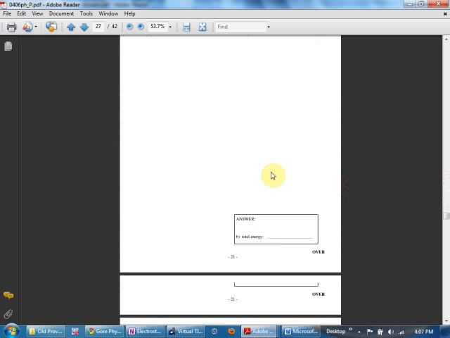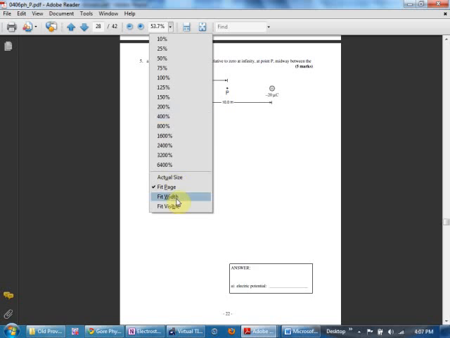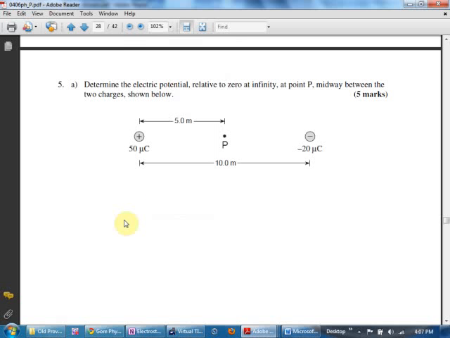Determine the electric potential, and then sometimes they'll add the phrase relative to zero at infinity. That's saying use the voltage kQ1/r at a point P midway between the two charges as shown below. Okay. Cover up this one in your mind, kQ1 over r. Include the positive. Cover up this one in your mind, kQ over r. Include the negative. Add them up. Are you noticing they're fairly repetitive after a while?